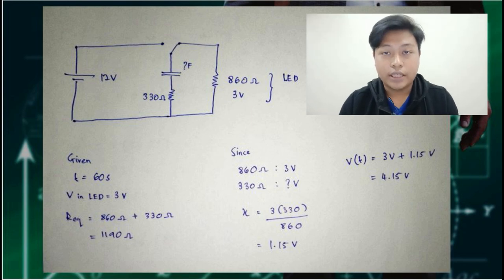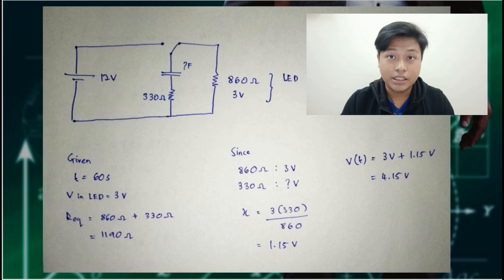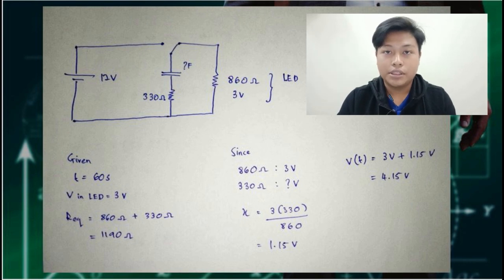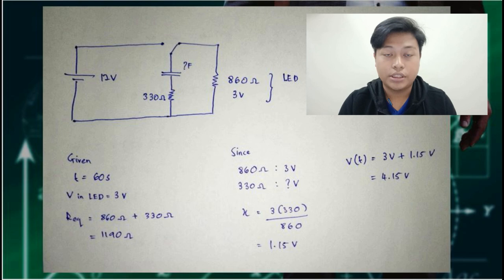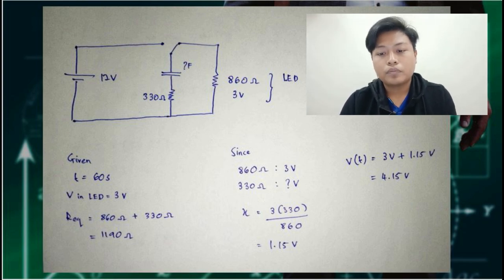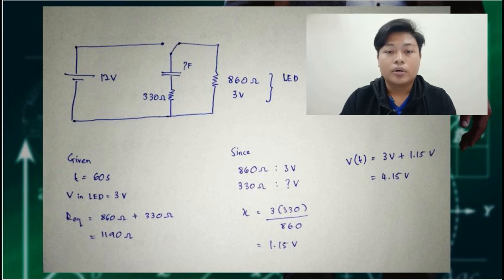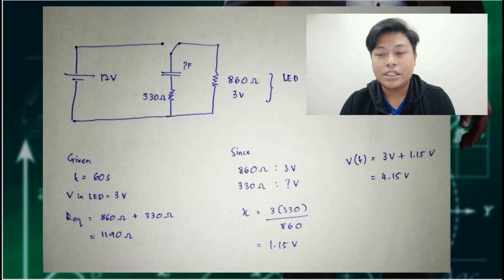The circuit has given that the time for the capacitor to fully discharge is 60 seconds, and the voltage in the LED, which means the voltage in the resistor, is 3 volts. I have calculated the total equivalent resistance R as 1190 ohms. Since we know the 860 ohm resistor has 3 volts, we can calculate the voltage through the 330 ohm resistor. Since they are parallel to each other, I calculate and get 1.15 volts. Then we can calculate the Vt, the voltage at time 60 seconds, and the total is 4.16.